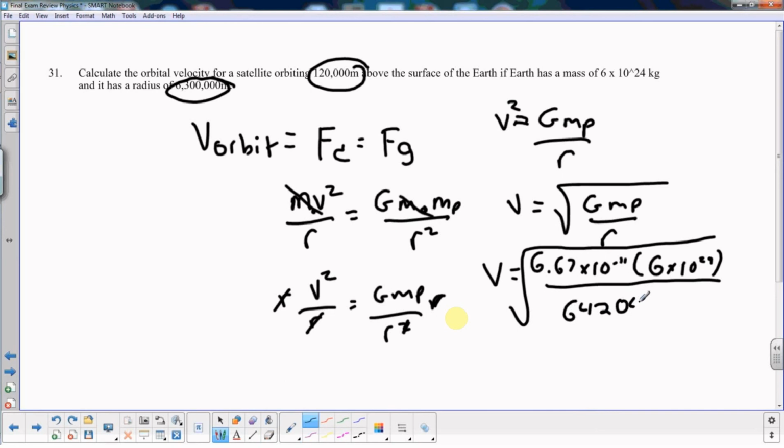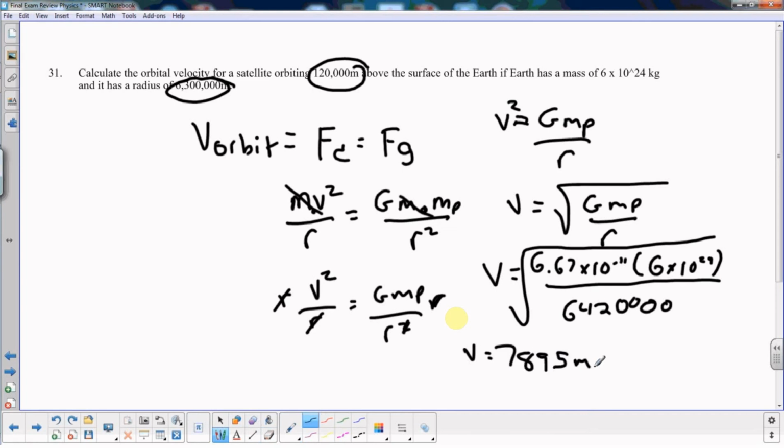So now we can actually do the plug and chug. 6.67 times 10 to the negative 11 times the mass of the Earth, which is 6 times 10 to the 24th, divided by 6,420,000. And then we take the square root of that whole thing. V will equal 7,895 meters per second.